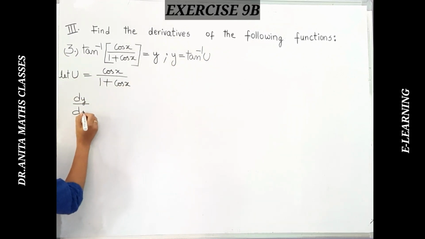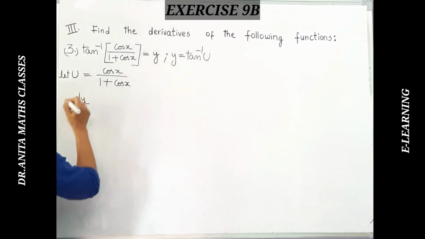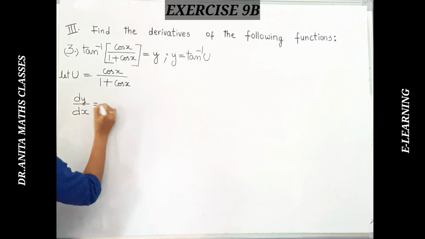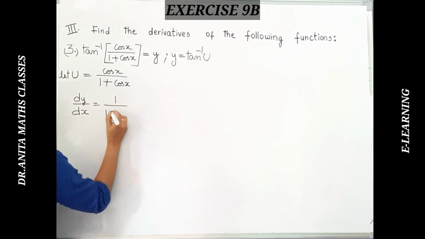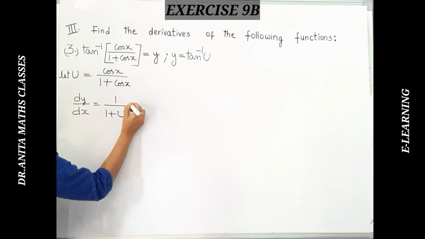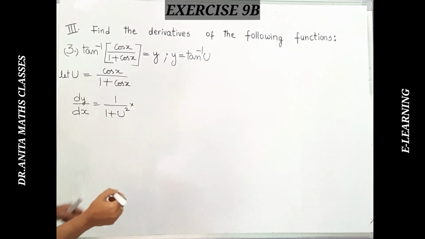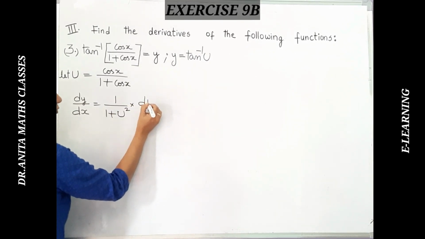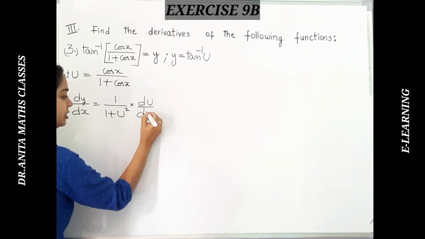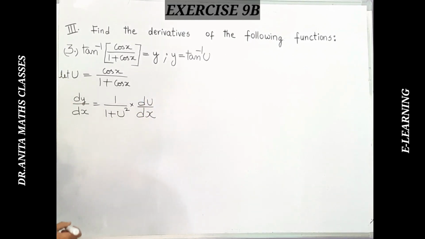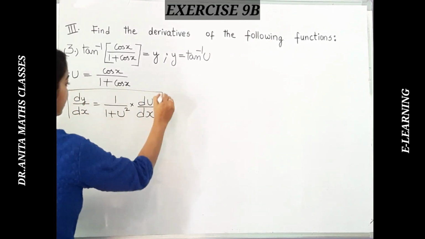So dy by dx with respect to x, not with respect to u. Okay, dy by dx I am doing. It becomes 1 upon 1 plus x square. Here x is u, isn't it? U square. Again, since the function is in u, you should find the derivative of this according to the chain rule, du by dx.